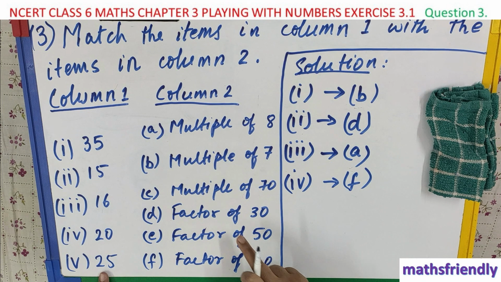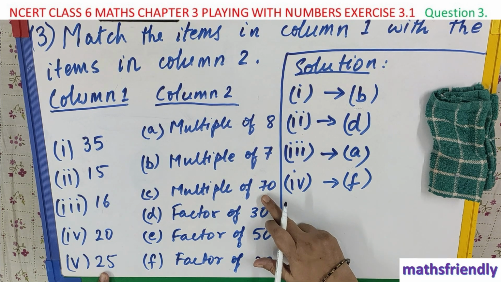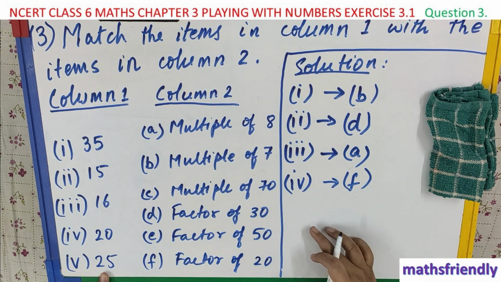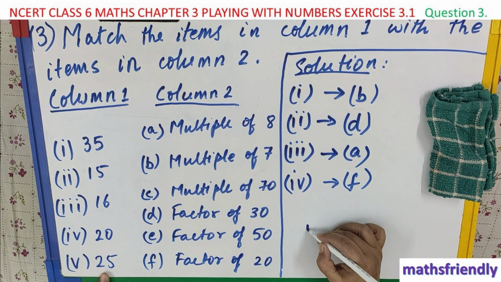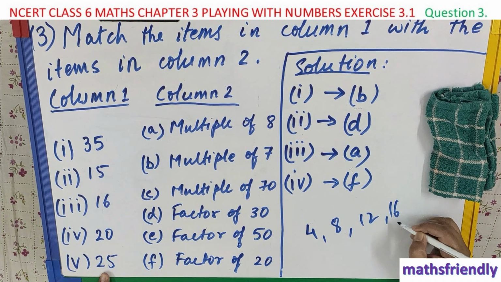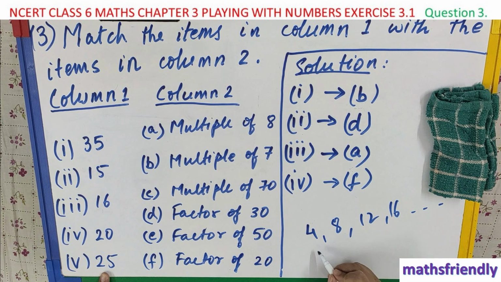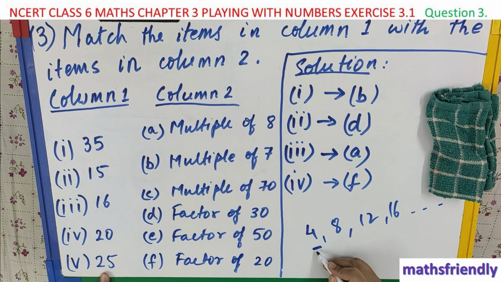Now 25, is it a multiple of 70? No, 25 cannot be a multiple of 70 because multiples of a number are greater than the number or equal to the number. See, multiples of 4 are 4, 8, 12, 16 and so on. So the multiples of 4 are the numbers greater than 4 and equal to 4. Okay, so multiples of a number are always greater than the number and equal to the number.